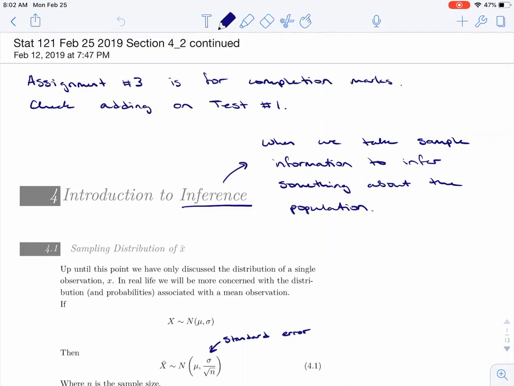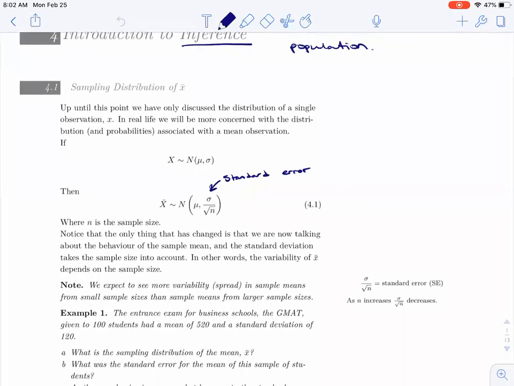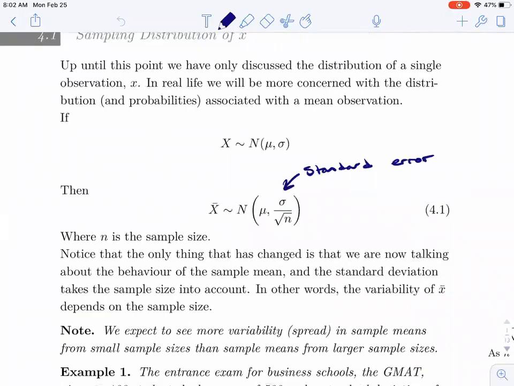Okay, so we started talking about inference. Inference is when we take sample information to try to know something about the population. There's a couple of different ways that we can do that, the main ones being hypothesis testing and confidence intervals. We just started talking about hypothesis testing, but to get there, we had to talk about how one observation is distributed. A single observation follows a normal distribution with a mean mu and a standard deviation sigma.